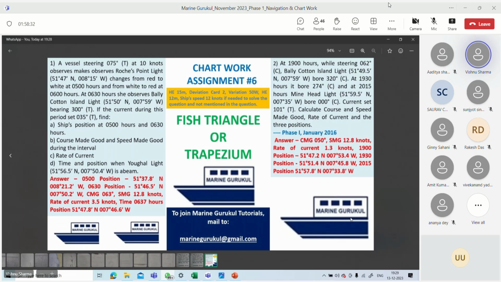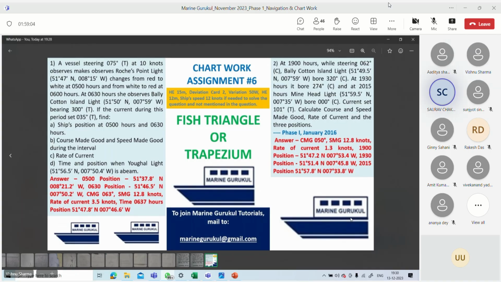At 1900 hours, while steering 062 degrees true compass, Ballycotton Island Light bore 320 degrees compass. At 1930, it bore 274 compass. And at 2115, Minehead Light bore 000 degrees compass. Current set 101. Calculate the course and speed made good and the rate of the current and the 3 positions. Obviously, beta, first you'll have to correct all the compass bearings to true before you plot. Am I right? Yes, sir.